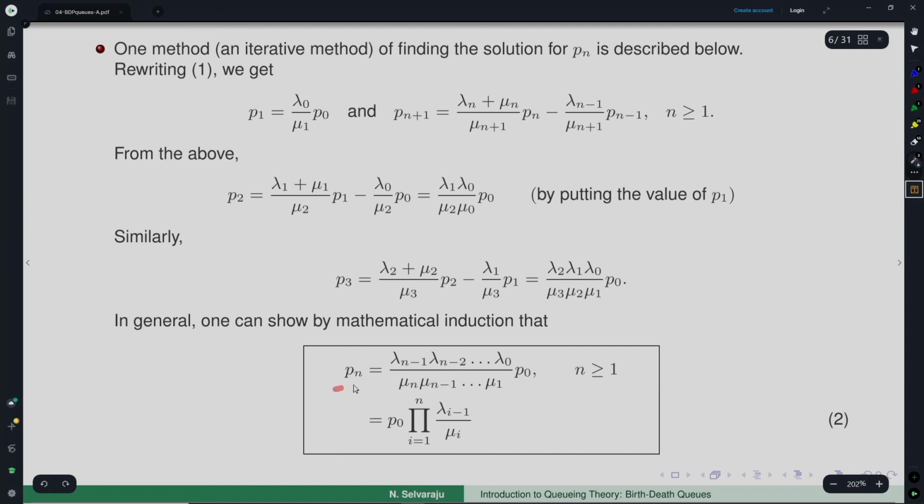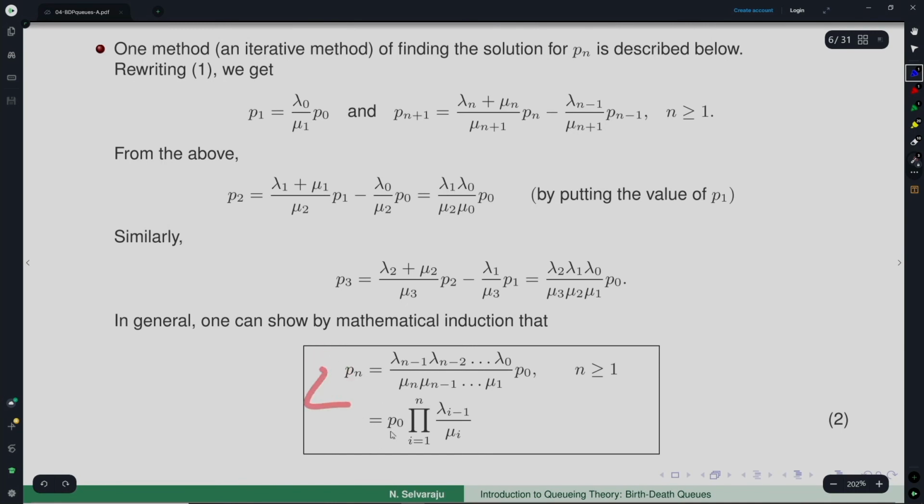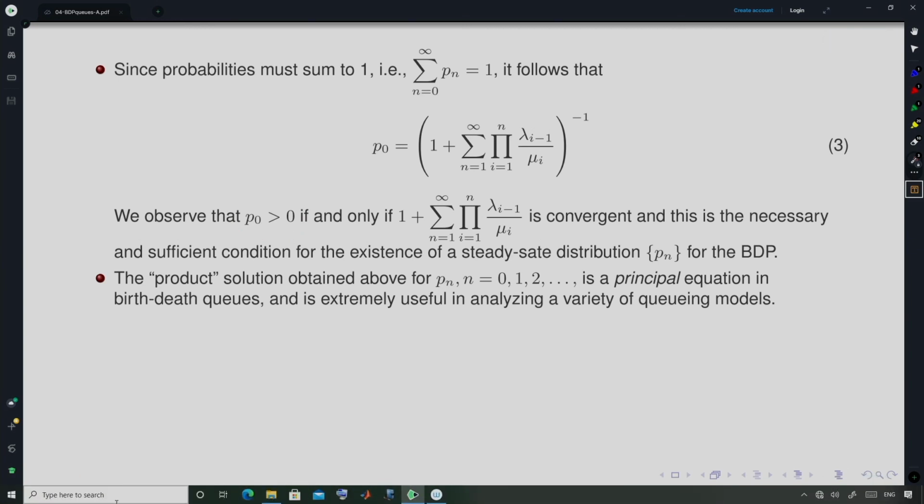Now, all Pn's you have expressed in terms of P naught. Since the probabilities must sum to 1, it follows that P naught would be given by this expression, because I have to sum all Pn, so I will have a sum, with P naught there, which is equal to 1, and that gives me this expression. Now, we observe that this quantity P naught is greater than 0 if and only if the expression inside this bracket, mainly this series, is convergent.